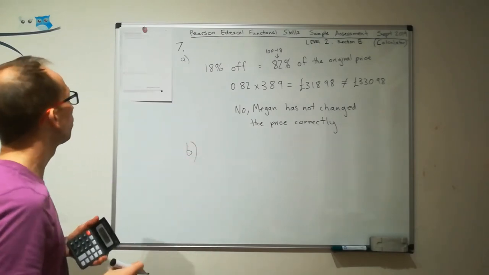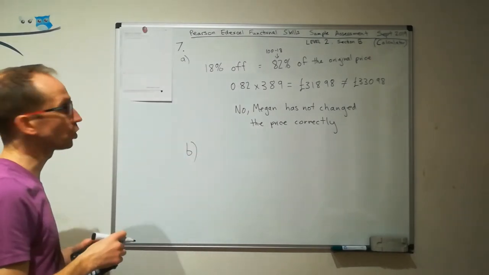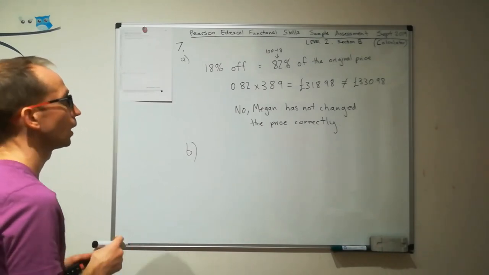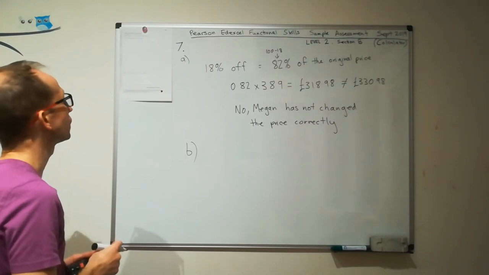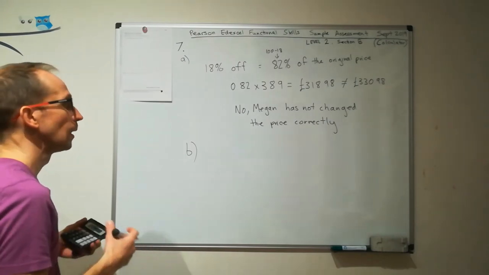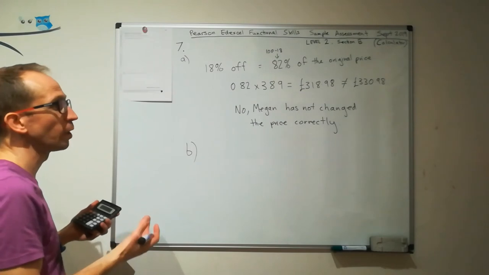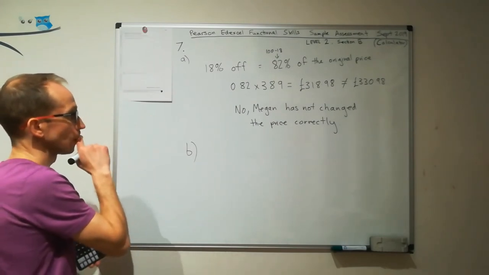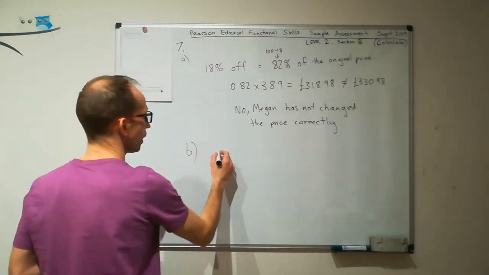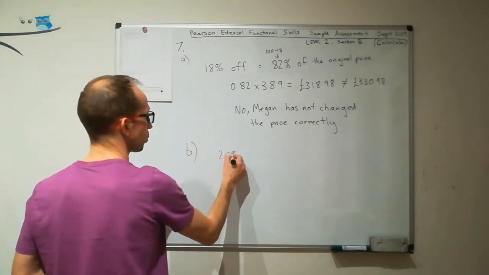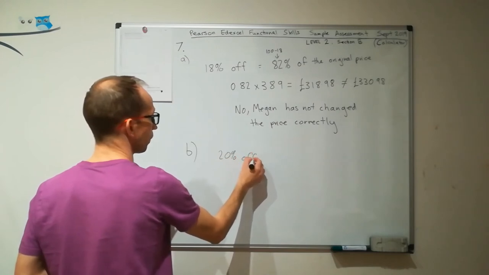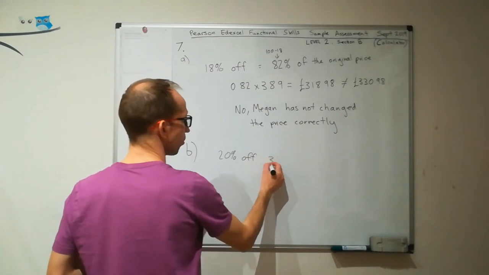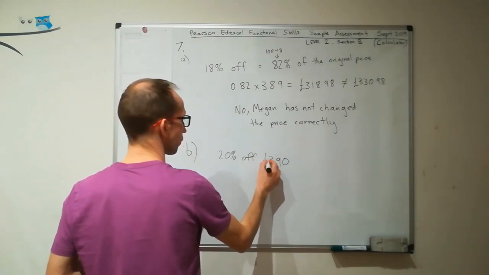Now, in part B, they've asked us to use estimation to show a check of your answer. Okay, so with estimation, really we're looking at rounding numbers so that we can do quick calculations. So instead of saying 18% off, let's say that it's 20% off. And instead of £389, we're going to say £390.